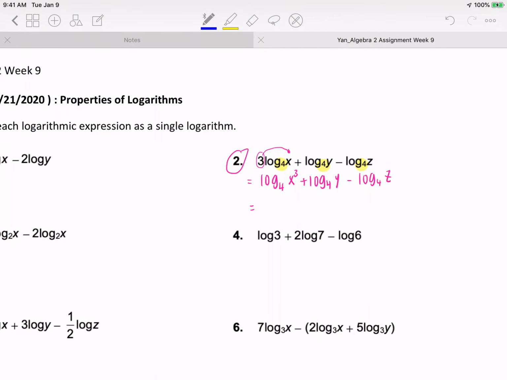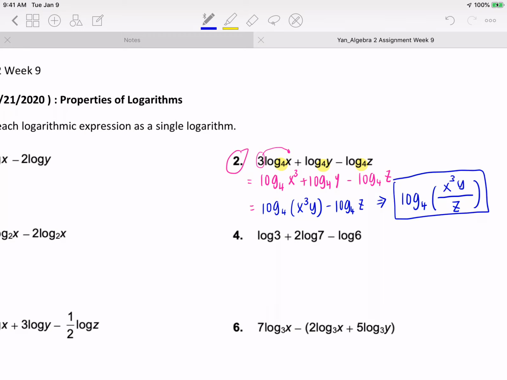Okay, let's keep going. Start from left to right. I can put together the plus sign of those logs by putting log base 4 of x to the third power times y, minus log base 4 of z. What does this give you? It's going to be log base 4 of, the minus sign serves as a division sign, so I'm going to put z at the bottom, and the x to the third power y goes to the front. And that's my final answer. Now it's in one log.